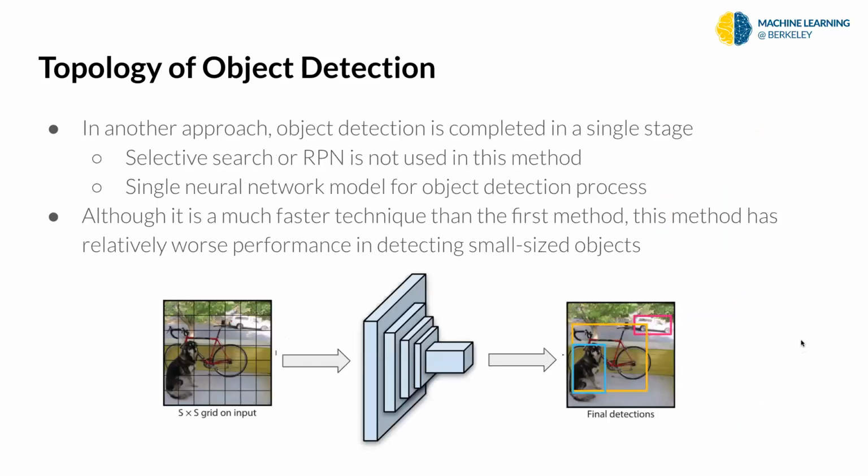In another approach, however, object detection is completed in a single stage where we don't use some proposal method, and instead we just have a single neural network model for the object detection process. It's a much faster technique than the first method, but it has relatively worse performance in detecting smaller sized objects, maybe because we're not going through that entire proposal process.